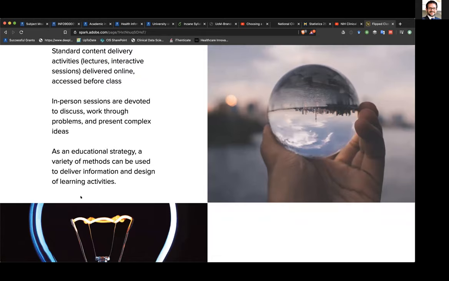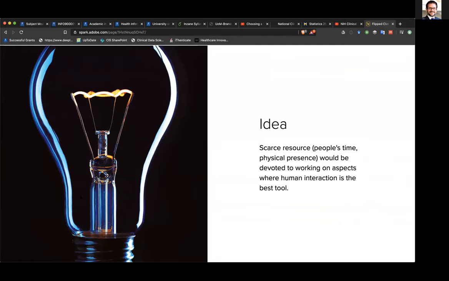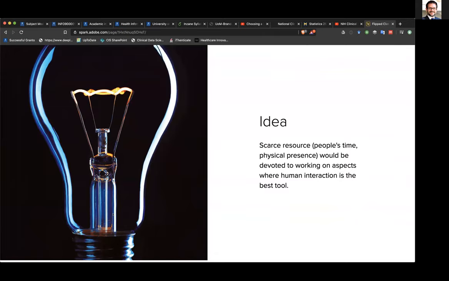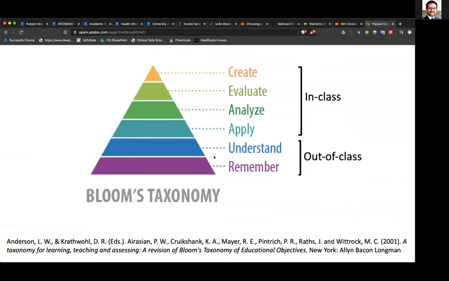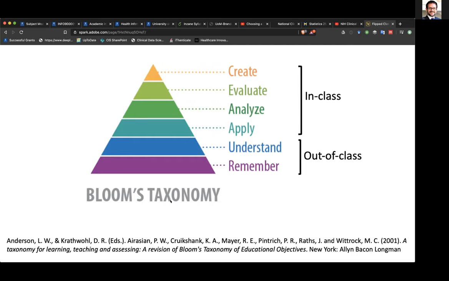So the basic idea is that the scarce resource, which is people's time, and I added this physical presence now, which is scarce now, would be devoted to working on aspects where human interaction is the best tool. And going back to Bloom's taxonomy, at the top of the pyramid we have the most complex learning processes, and those are worked on in class, and the more basic fundamentals are left for out of class: remembering, understanding. So the baseline content is provided out of class, and the in-class time is devoted to working on the more complex ones. There are different theories behind this strategy.